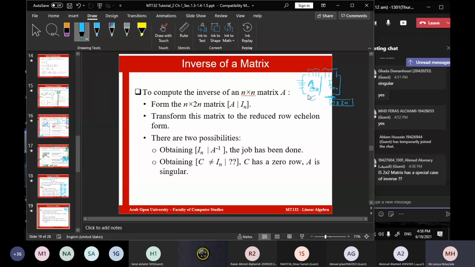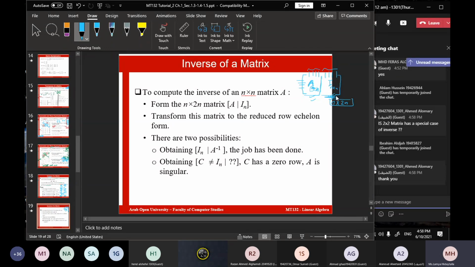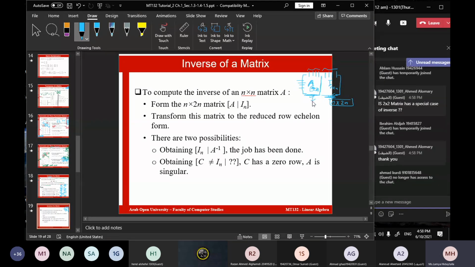Yes, we can solve it. Even 3 by 3 or 4 by 4, you can solve it in another way. But here we will learn another method of solution for the 2 by 2. Now, what we do? We put this one and beside it that one. And then we do row operations and try to reduce this matrix to the echelon form.